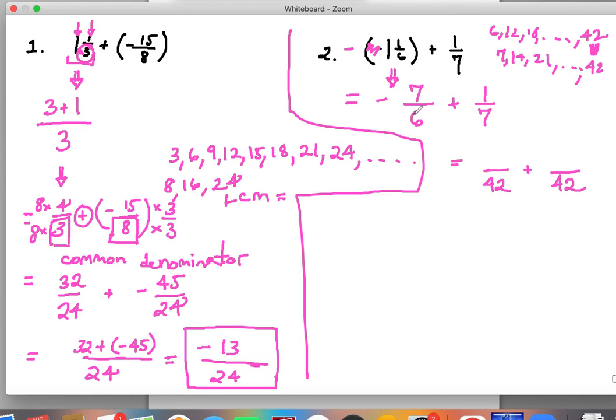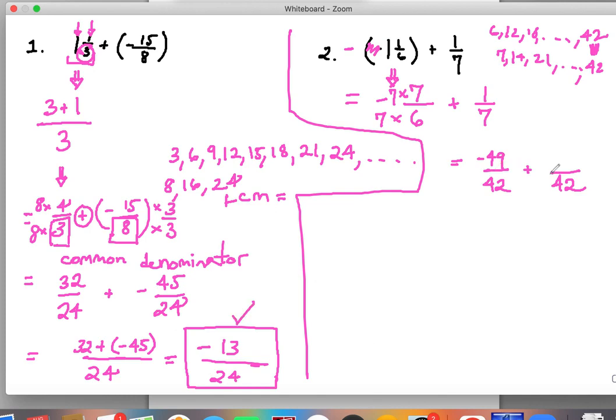So you change the 6 to a 42. What did you multiply 6 by? 6 times 7 is 42. So that means you got to do that to the top. And then 7 times 7 is 49. Make sure you put it negative 49. Always, if it says negative, just put the negative in the top. Like here, I had the negative in the front over here. I just made it negative 15, and then it was negative 45. And then when I do the operation, it was 32 plus negative 45 to give me negative 13 over 24.